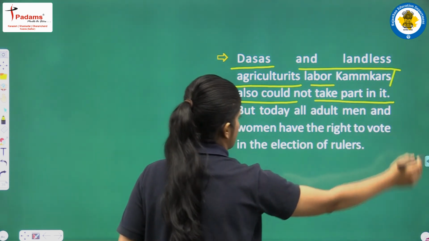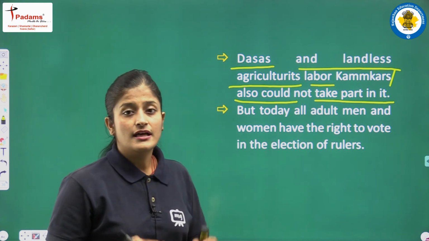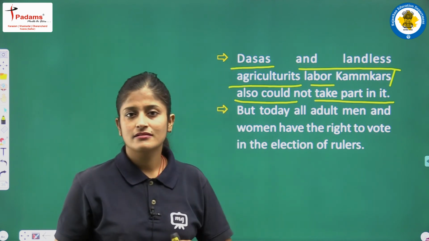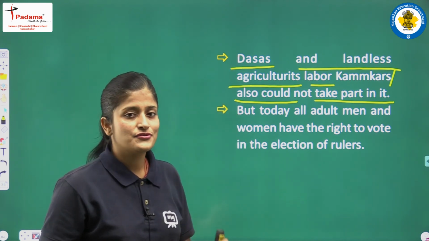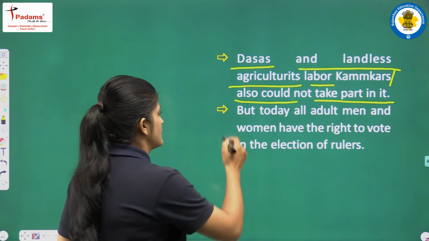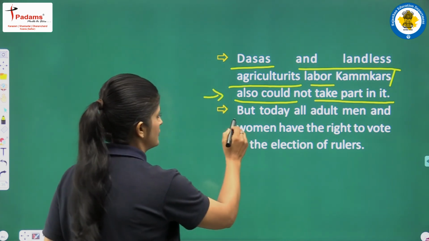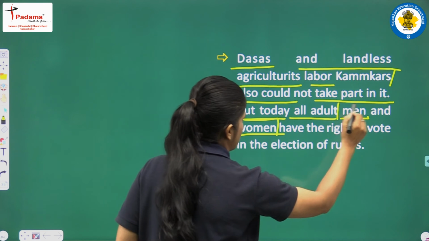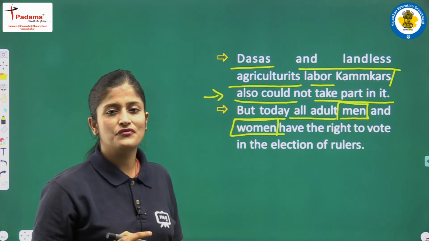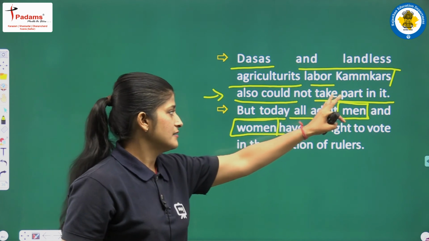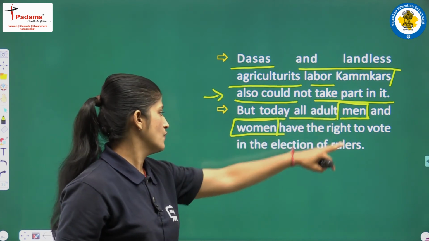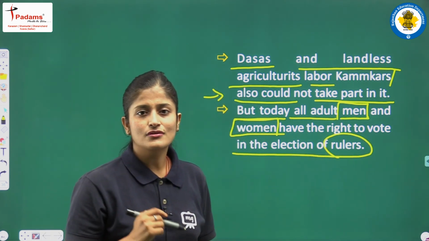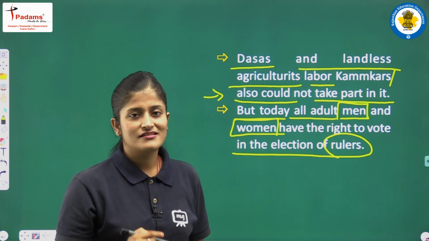So next is, dasas and landless agriculturist labor, you can call kamkars, also could not take part in it. Okay, so kamkars जो थे, landless and less land agriculturists, and women and dasas, dasis, they had no right to cast a vote and to choose the king. Okay, so they could not take part in it, but today we can see all adult men and women, okay, when you are 18 plus you can cast your vote. So today all adult men and women have the right to vote in the election of rulers. So all the adults have the right to cast the vote and they can choose their leader on their own.